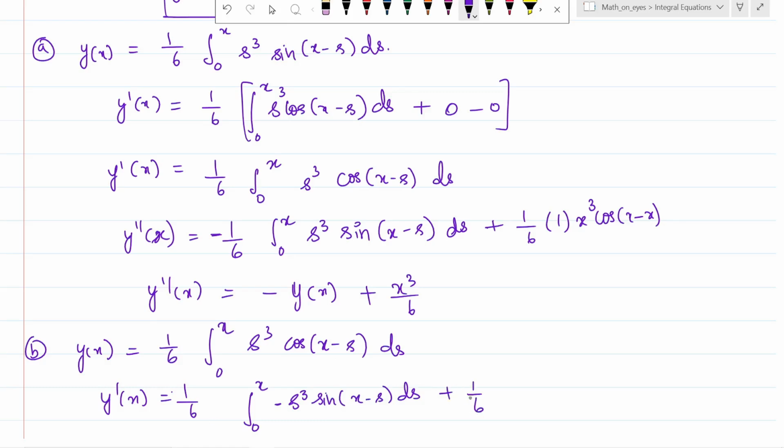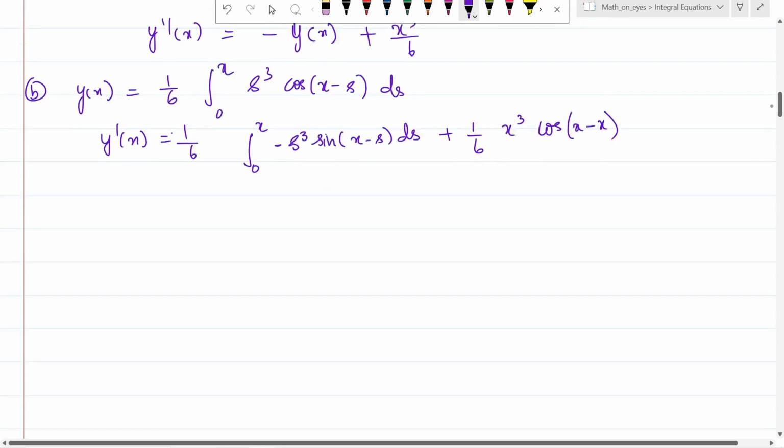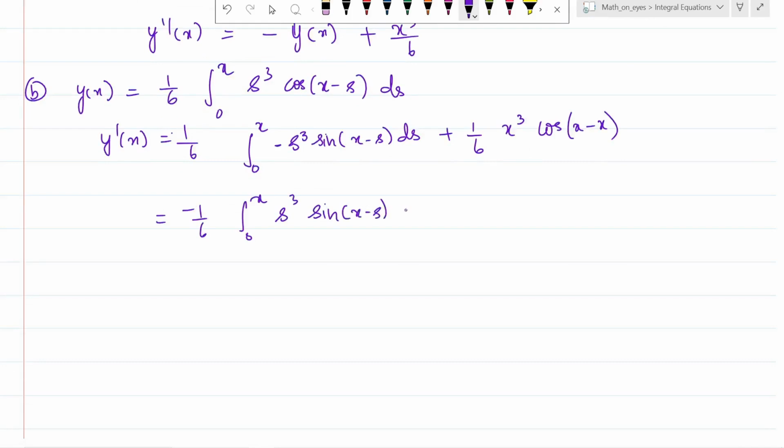This one I am taking here also. 1 by 6 into, when you differentiate the upper limit, it is 1, and wherever s is present, you have to substitute x, right? So this is x cube into cos of x minus x here. This is equal to 1 minus 1 by 6 integral 0 to x s cube into sine of x minus s into ds, and then cos of 0 is 1, we get x cube by 6 here, and this is y dash of x.